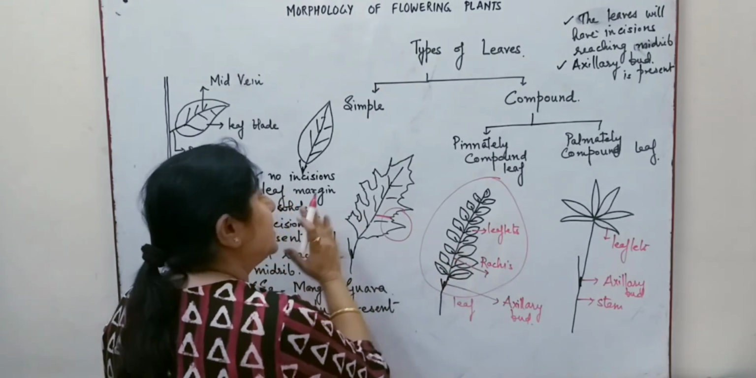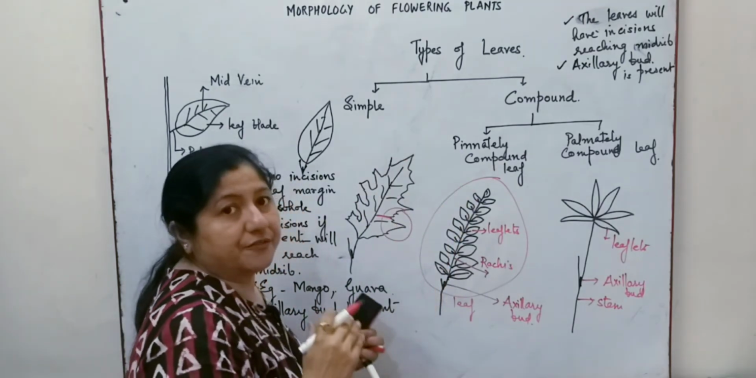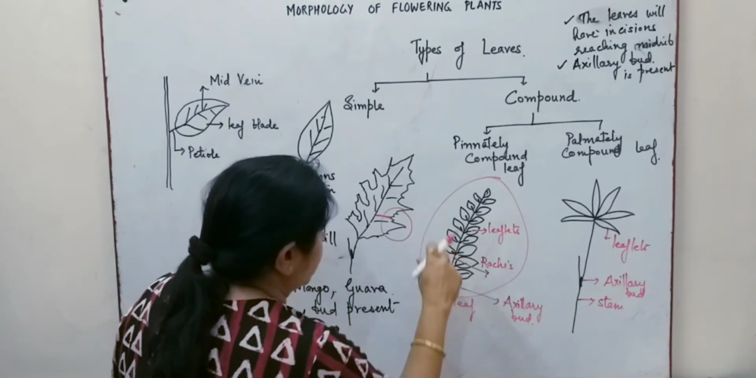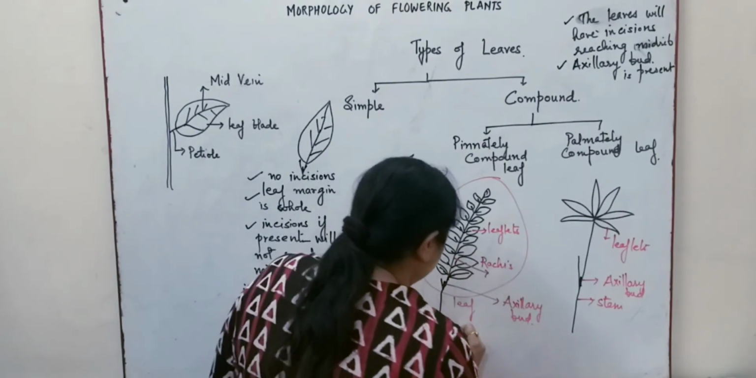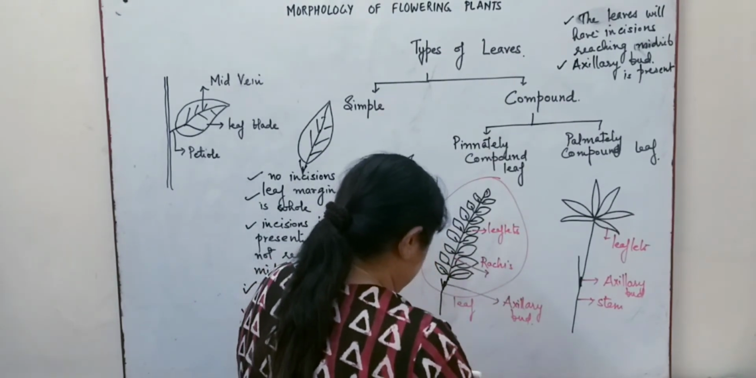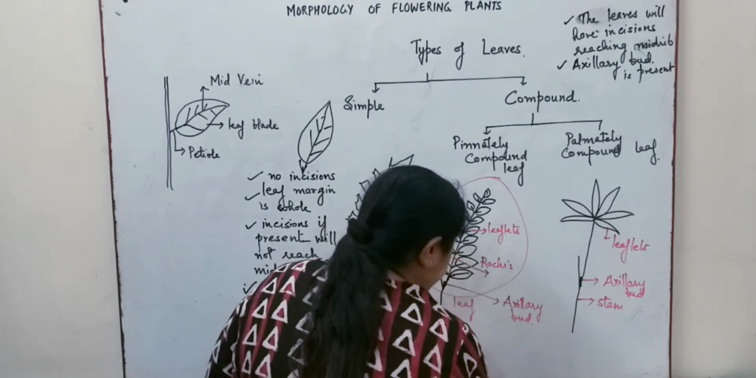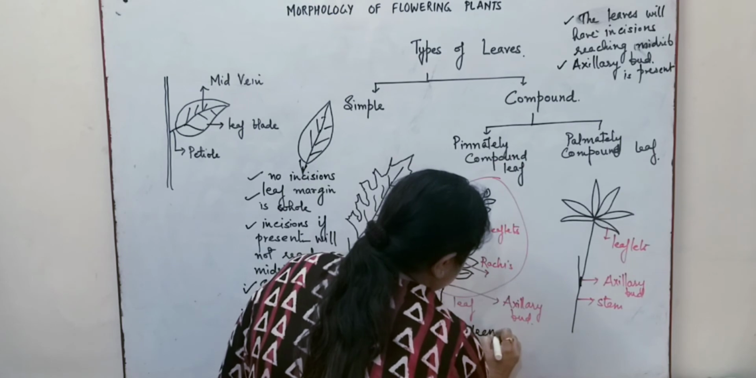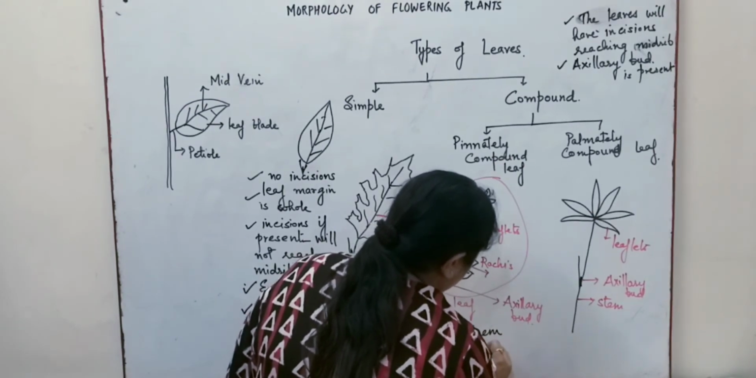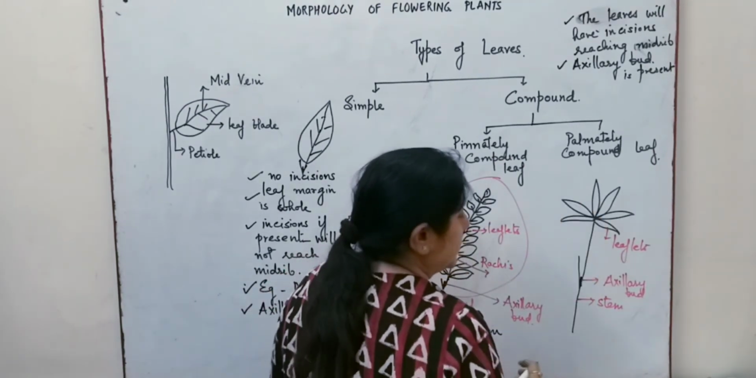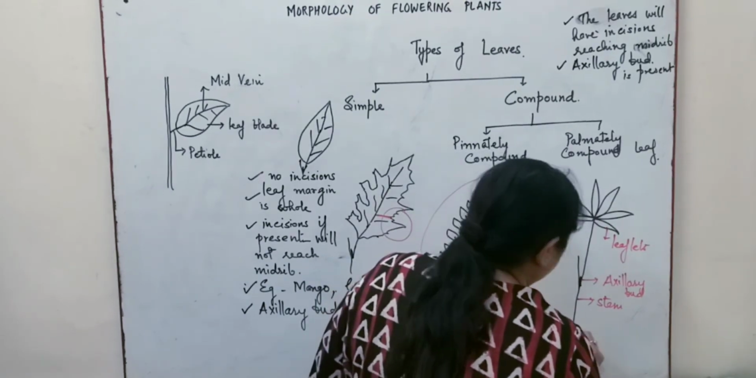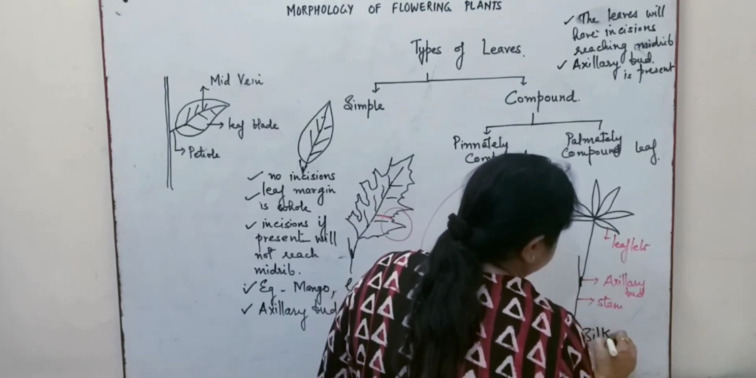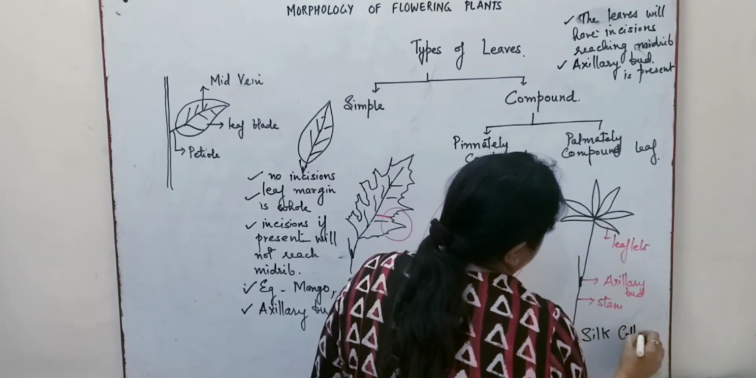So the simple leaves and compound leaves are very common, and the simple example of the pinnately compound leaf is neem and rose. And for the palmately compound leaf, one very good example is silk cotton.